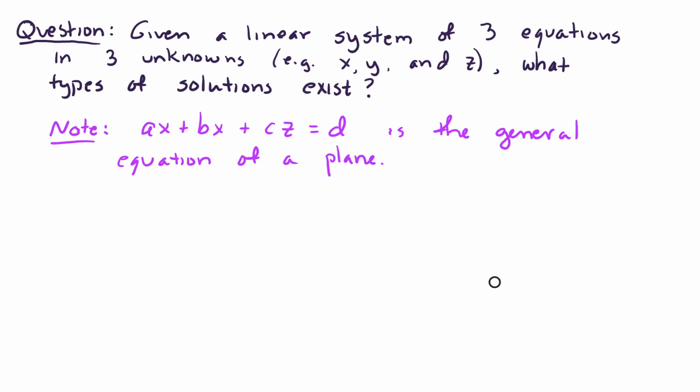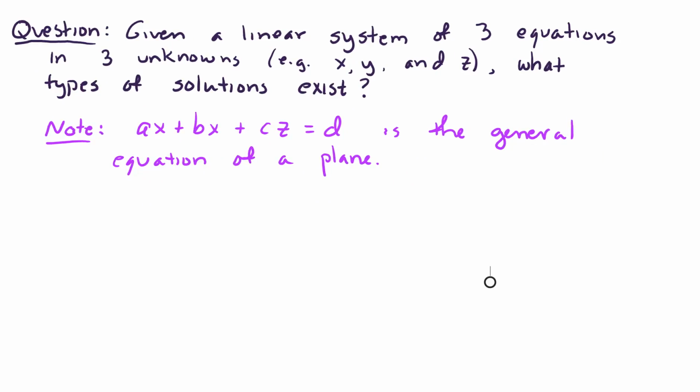So given a linear system of three equations and three unknowns, for example x, y, and z, what types of solutions exist? In this scenario, we're looking at things like ax plus by plus cz equals d. That should be a y, so let's actually erase that. This is the general equation of a plane.